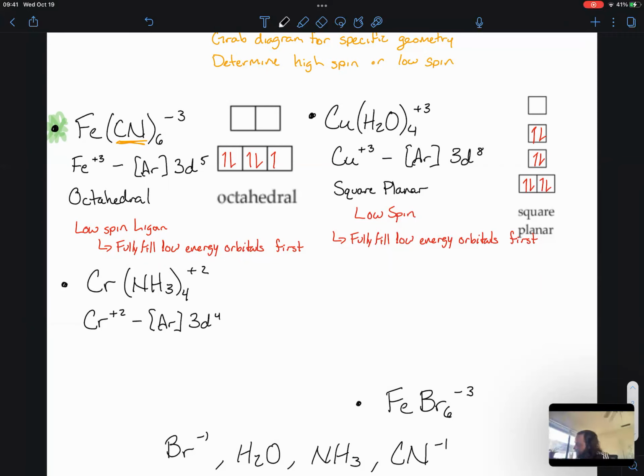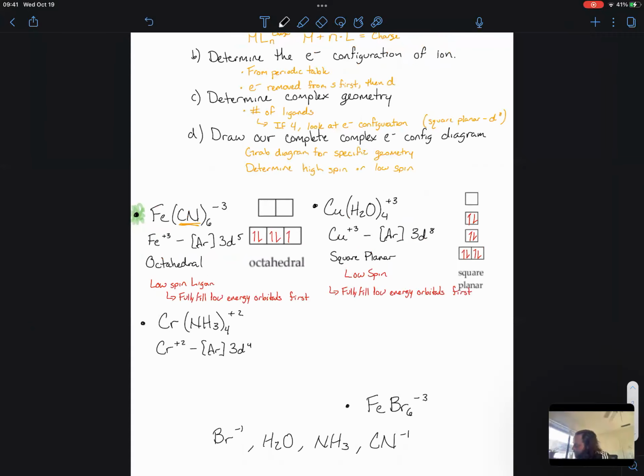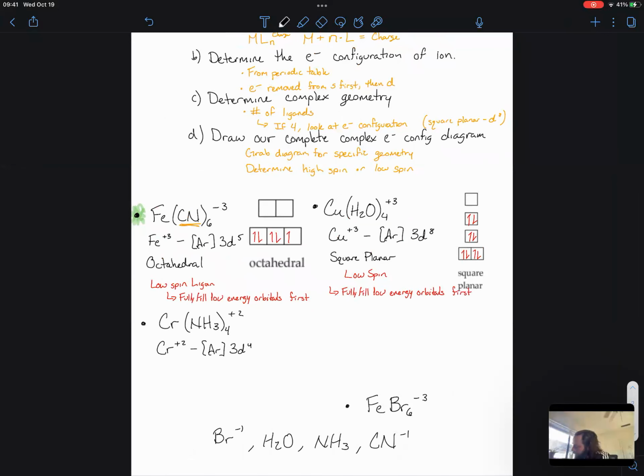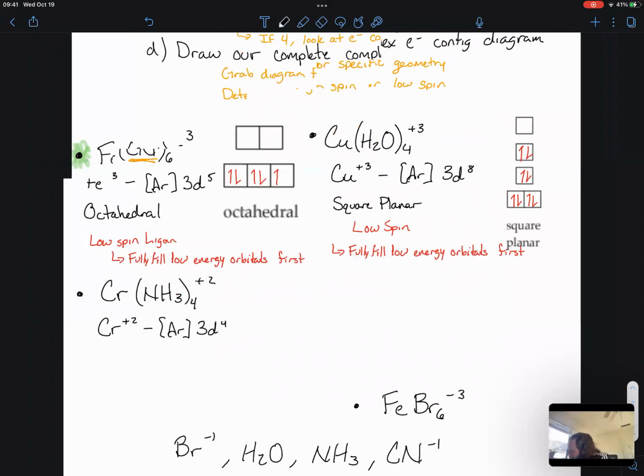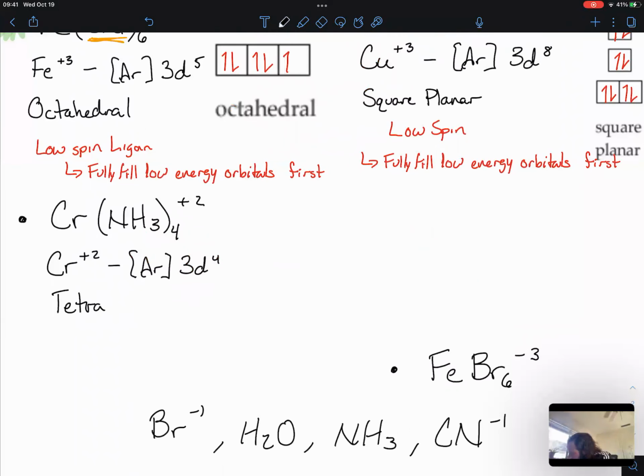So now in terms of the geometry at this step, I'm going to look at the number of ligands. There are 4 of them, so it's either square planar or tetrahedral. But my configuration is 3d4 and not 3d8, so this will be a tetrahedral.